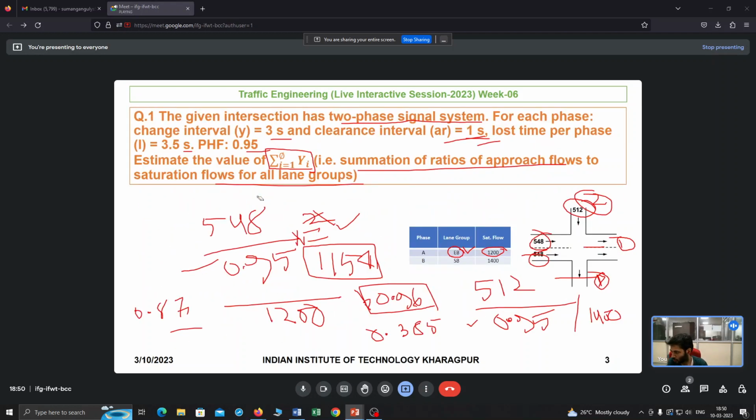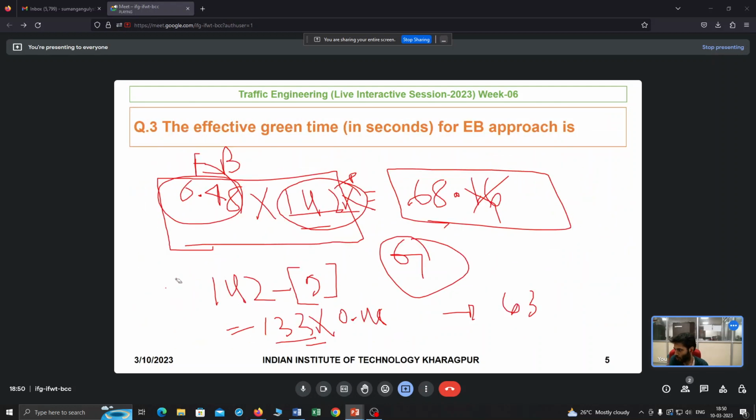But because the total ratio is not necessarily 1, so we have to divide this. Why is it not working? Discard.